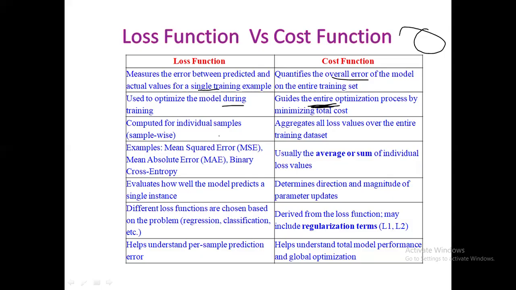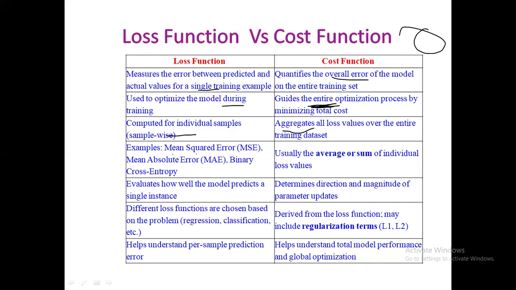Next, sample-wise versus the data set. In this case, the loss function works at the individual sample level, calculating how much error one particular input contributes. This allows precise evaluation of how each sample example affects learning. On the other hand, the cost function works at the dataset level, combining all sample losses into one total value. This provides a big picture measure of how well the model is performing as a whole.